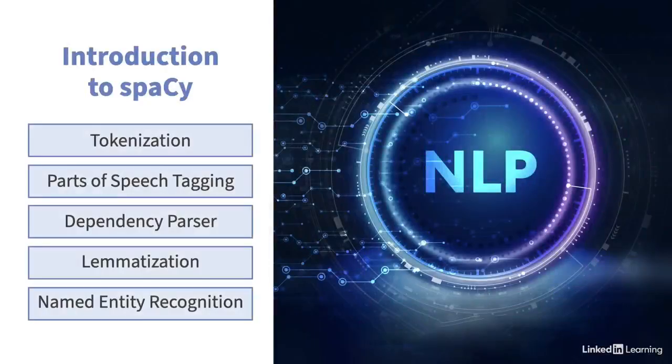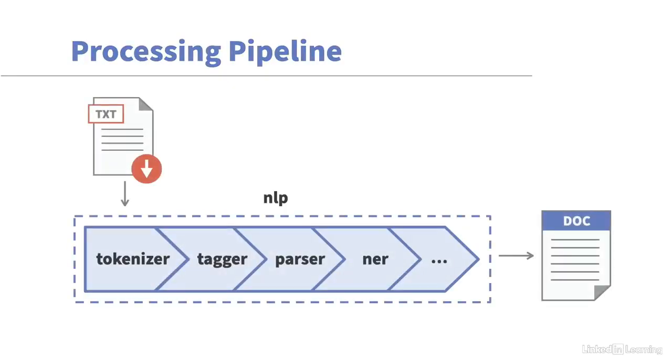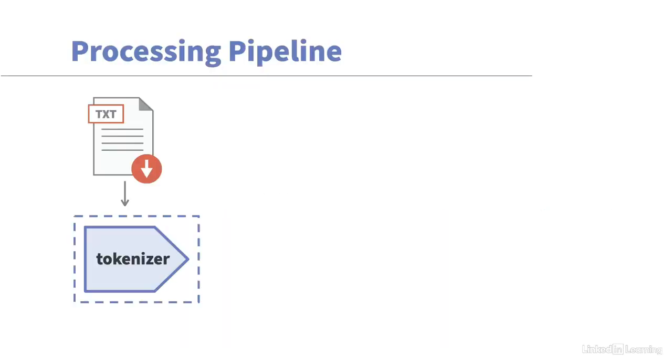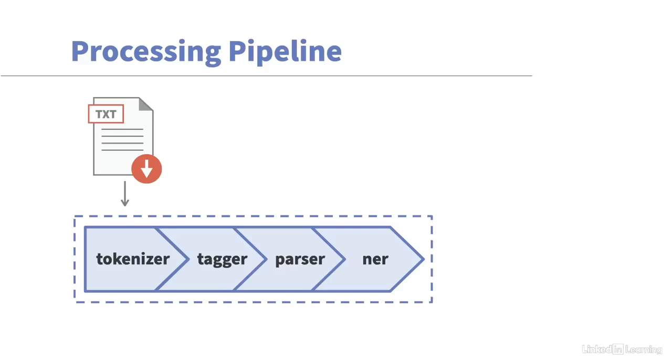spaCy is designed for efficiency and high performance. spaCy organizes its NLP tasks into a processing pipeline. The pipeline typically involves tokenization, part of speech tagging, named entity recognition, and other linguistic analyses.